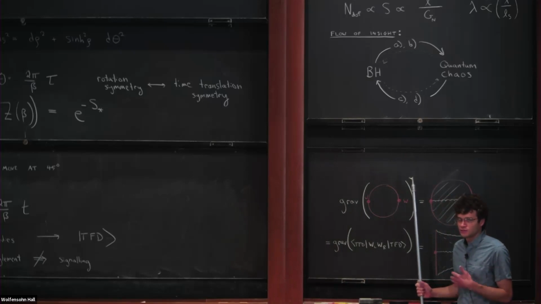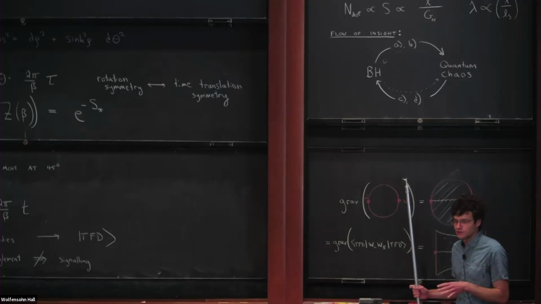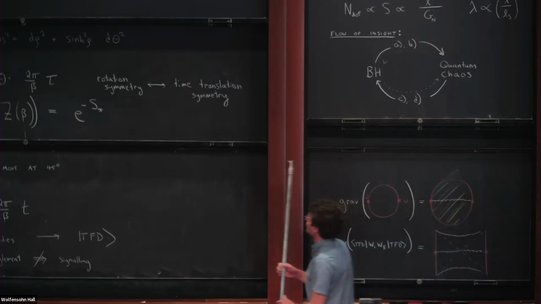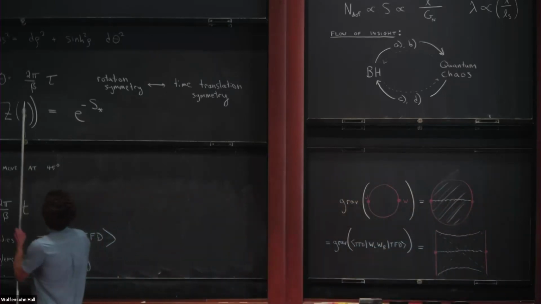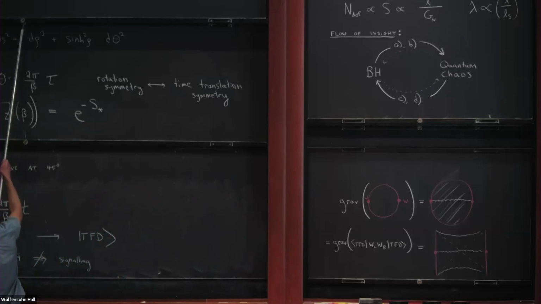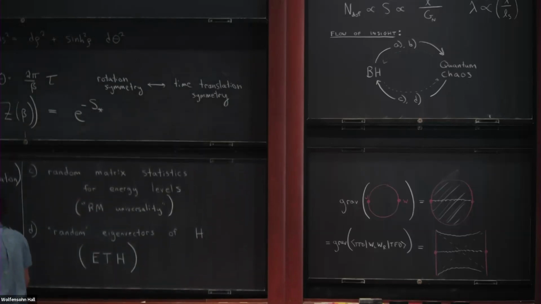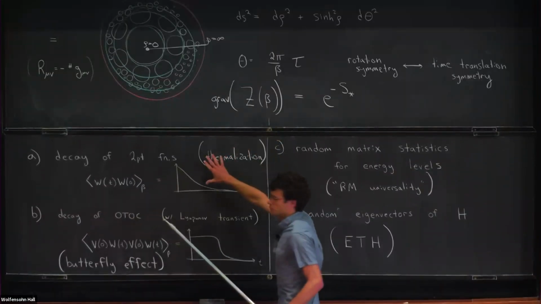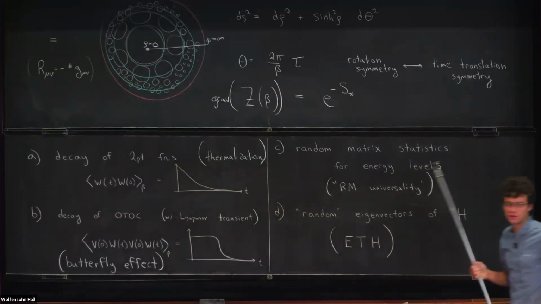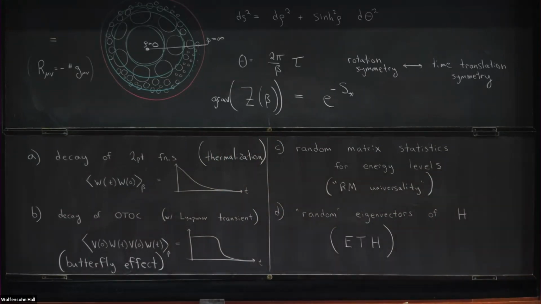Okay, so we're done with the explanation of the Lorentzian black hole, and now we're going to move on to studying these properties. We'll start with this two-point function. Any questions about what we discussed so far?